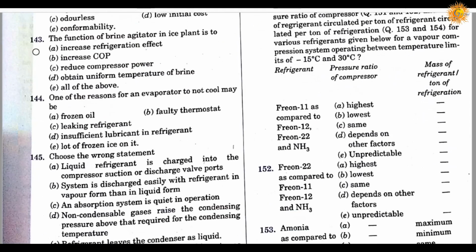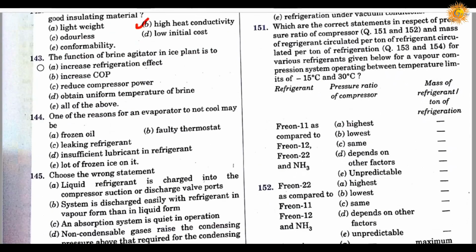Question number 143. The function of a brine agitator in an ice plant is to: option A, increase refrigeration effect; option B, increase COP; option C, reduce compressor power; option D, obtain uniform temperature of brine; option E, all of the above. So the correct answer will be D, obtain uniform temperature of brine.